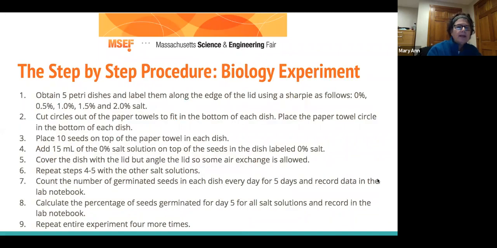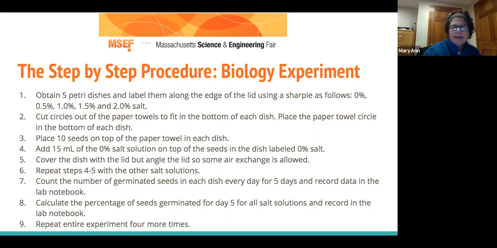And then this is a really quick procedure. You just place the 10 seeds in, add about 15 milliliters of the 0% salt solution on top of the seeds in the dish labeled 0% salt. Cover the dish with the lid, but angle it so that you let some air in, but you don't want your liquid to all evaporate. And then repeat steps 4 to 5 with the other salt solutions, and count the number of germinated seeds in each dish every day. You could do it for 5 days and record data in the lab notebook.